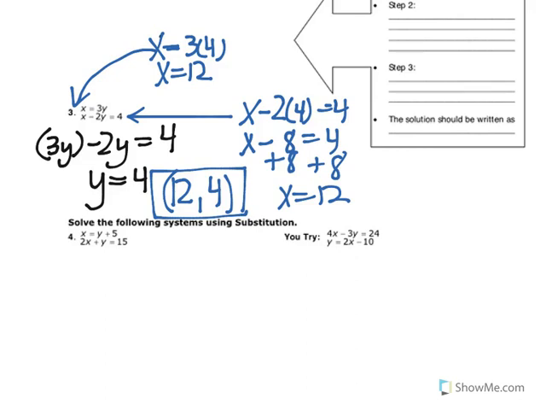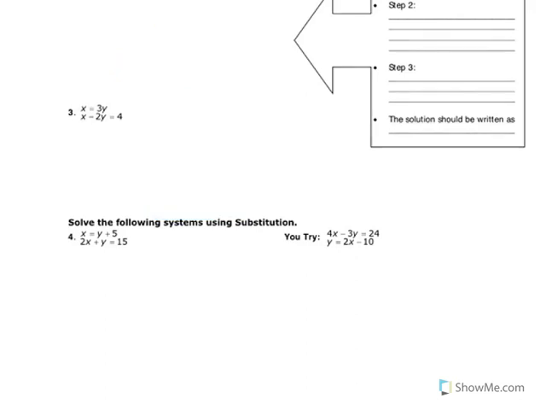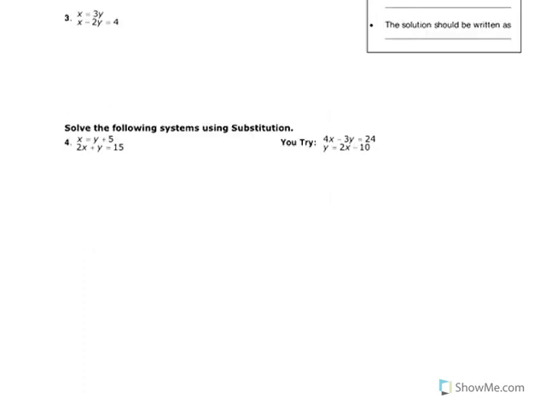Now, let's look at number 4. And before we do number 4, we're going to make a quick little change on your paper. I want you to look at the second equation. It says 2x plus y equals 15. We're going to take that 15 and we're not going to use it. We're going to say it equals 25 instead of 15. Okay?